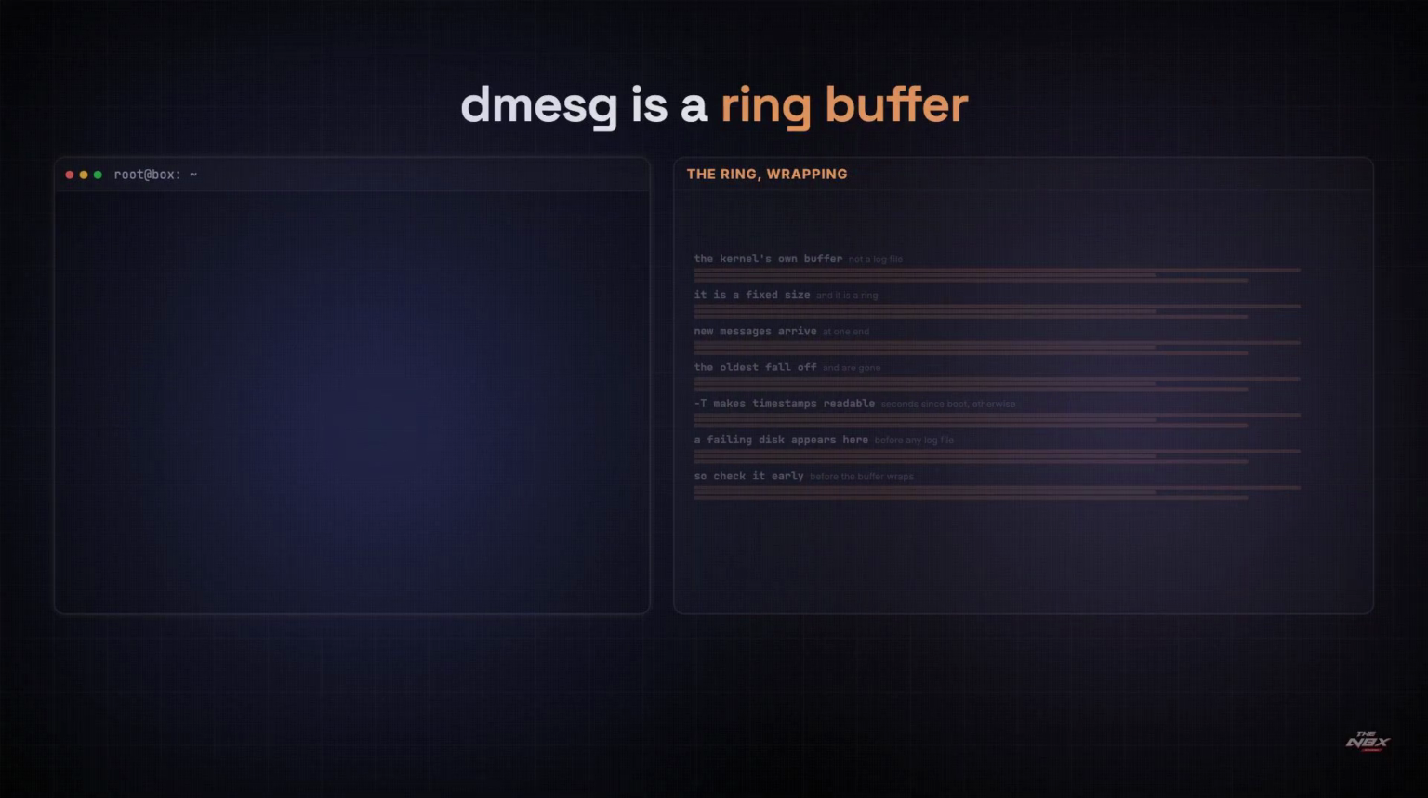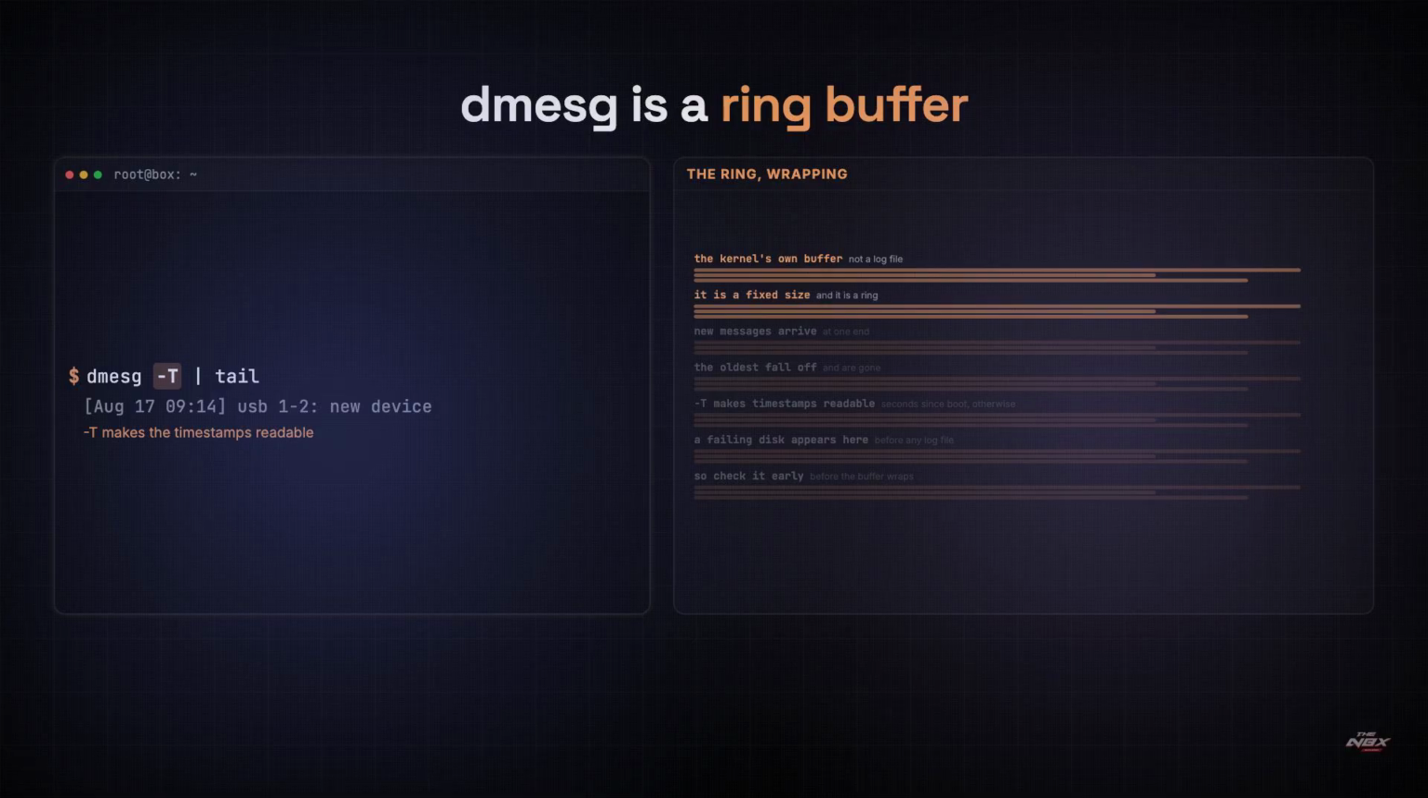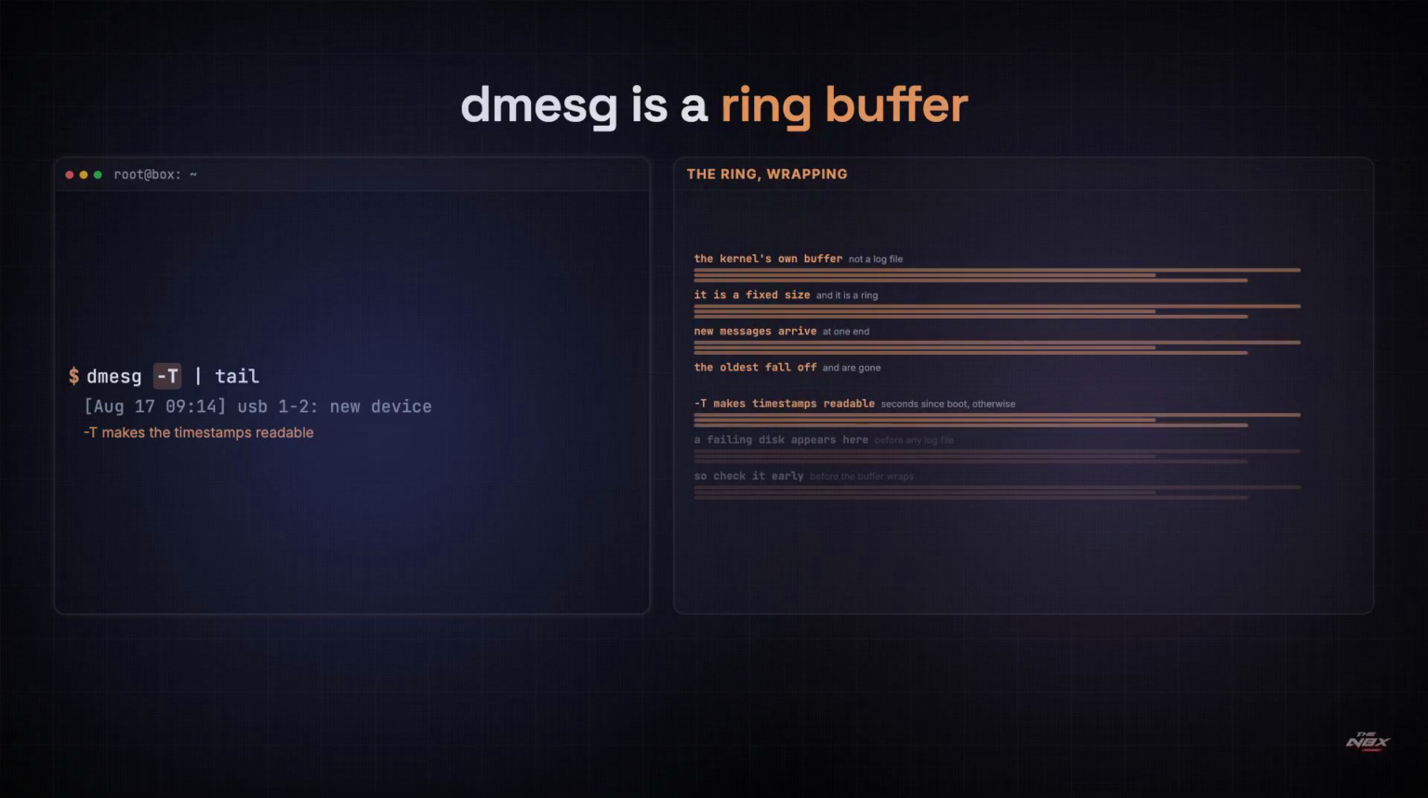When a piece of hardware starts to fail, the kernel notices it long before anything gets written down in a log file anywhere. The command is dmesg, and dmesg prints that buffer, which isn't a log file at all. dmesg is fixed in size, and it's a ring, which means new messages come in one end, and the oldest are pushed off the other and lost. -T makes timestamps readable. By default, they're seconds since boot.